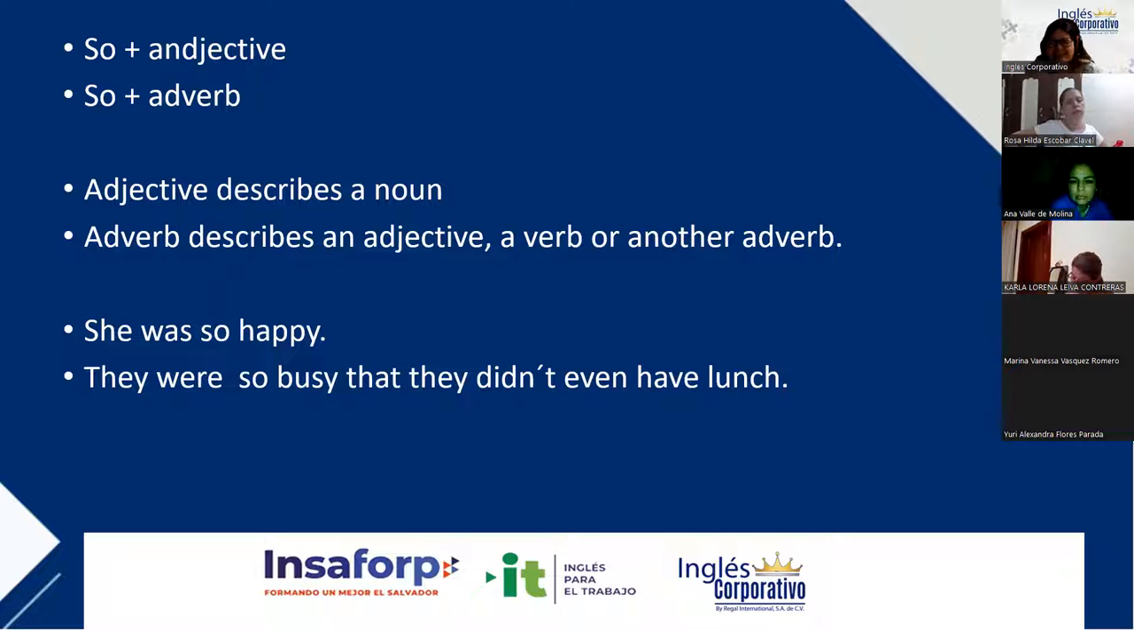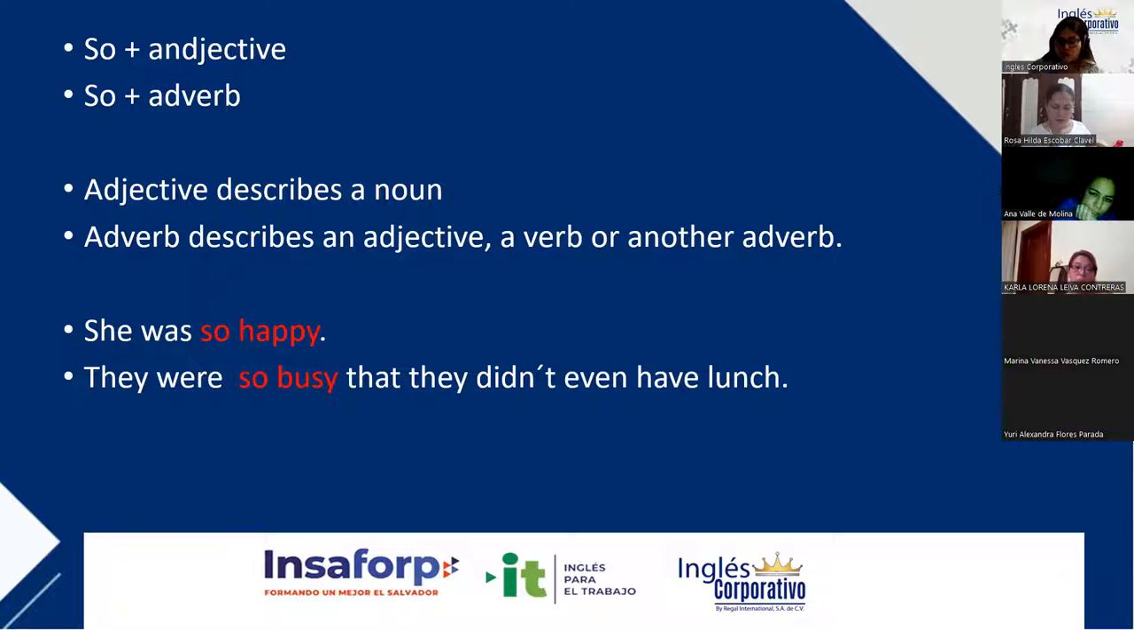¿Sí? Estaban tan ocupados que ni siquiera almorzaron. She was so happy. Este so, como nos ayuda a hacer la oración más fuerte, stronger, right? She was so happy. ¿Qué pasó? ¿Qué estaba tan feliz? She was so happy. Lo puede dejar hasta ahí. But she was so happy that she couldn't sleep. Right? They were so busy that they didn't even have lunch. O sea, ni siquiera almorzaron de lo ocupado que estaban. Right? So I'm making my sentence stronger. Yes.